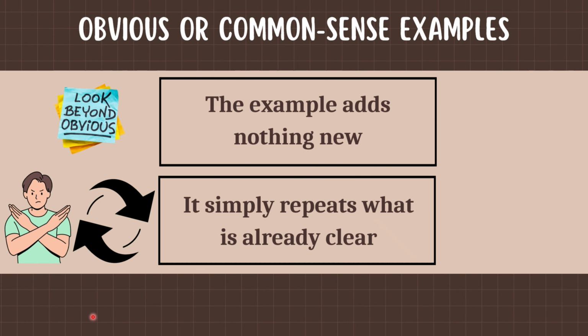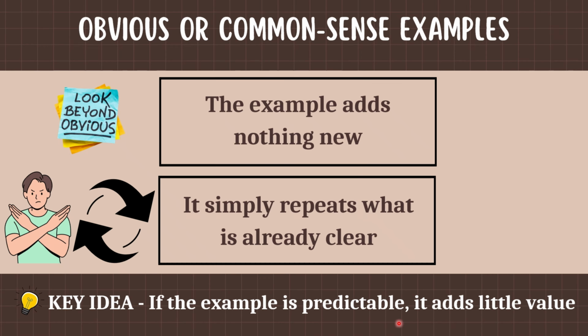These kinds of examples simply repeat or restate the main idea instead of developing it. When an example is predictable or self-evident, it does not strengthen the paragraph. In such cases, clear explanation is often more effective than adding an example. If an example does not add clarity or depth, it's better to leave it out.